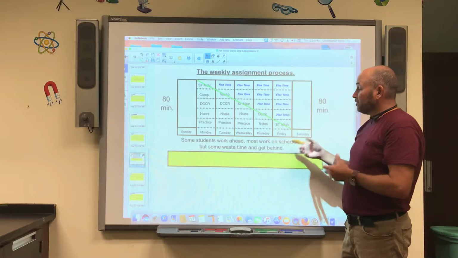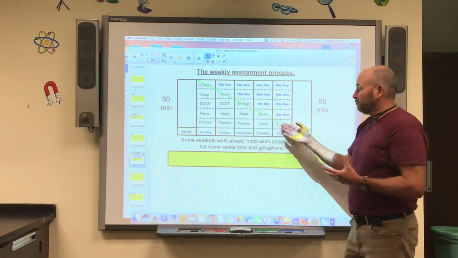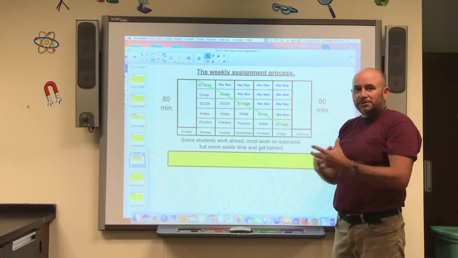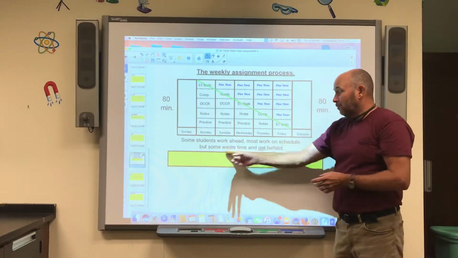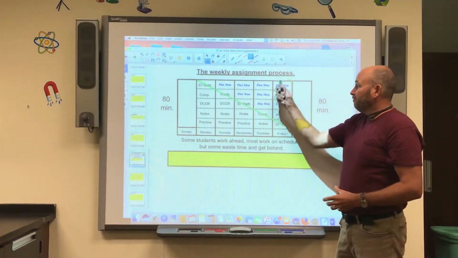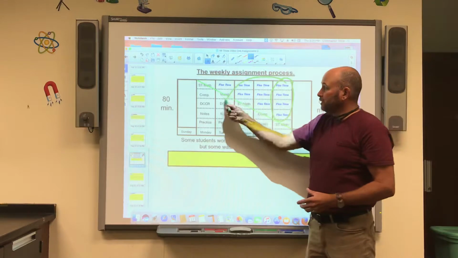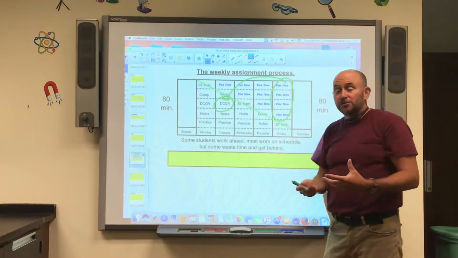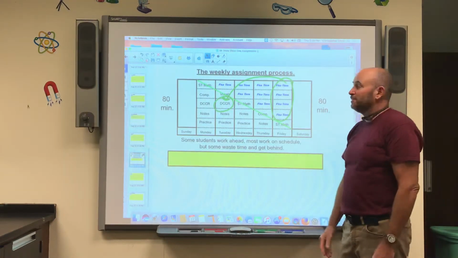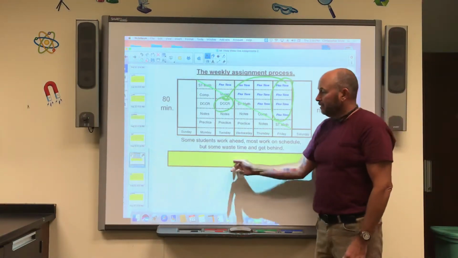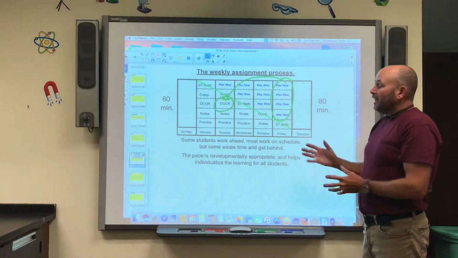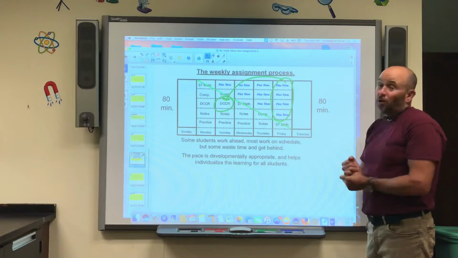Most students are going to work on schedule. So by the time they reach Friday, they have one new assignment to do, and then they can be participants in the lab. Some students, however, waste time and get behind. And if that's the case, then this flex time is used to do missing assignments that they forgot to do, didn't do, or just flat out, for whatever reason, didn't turn in. Okay? The pace is developmentally appropriate and helps individualize the learning for all students.